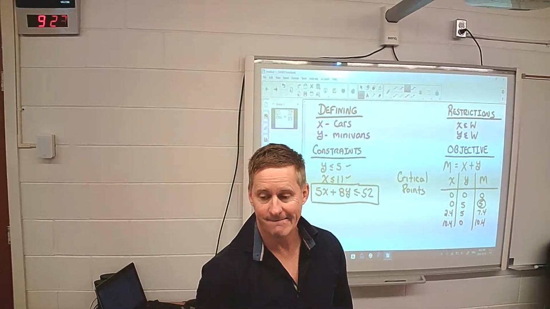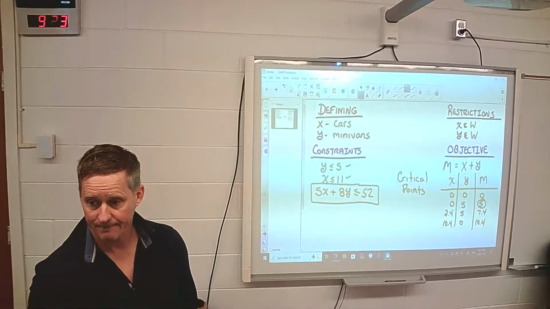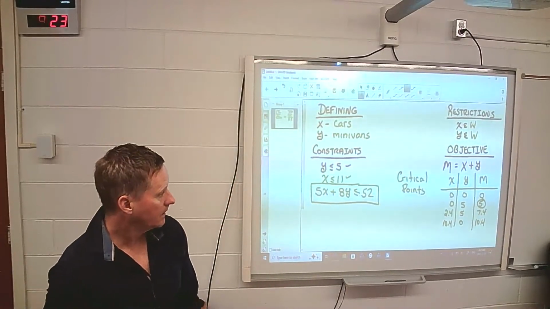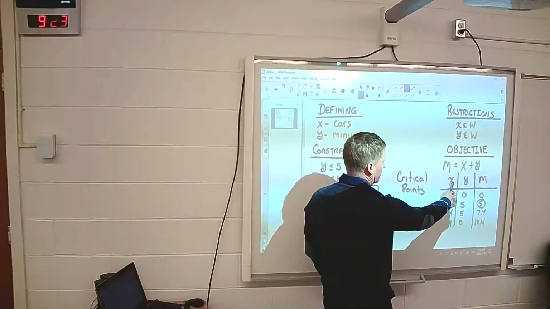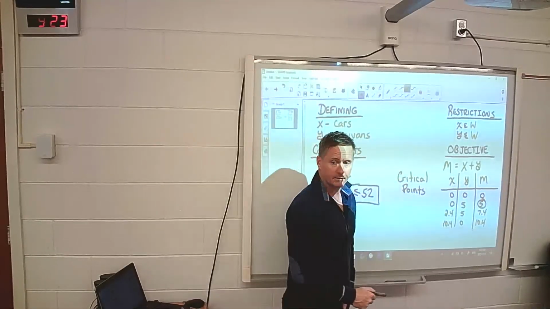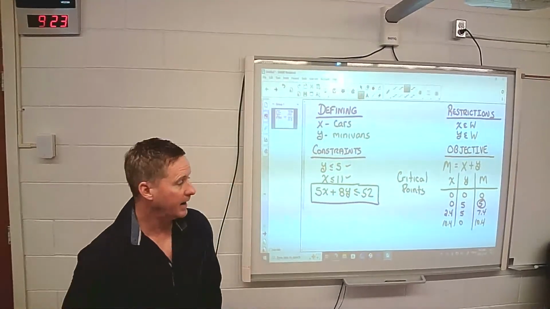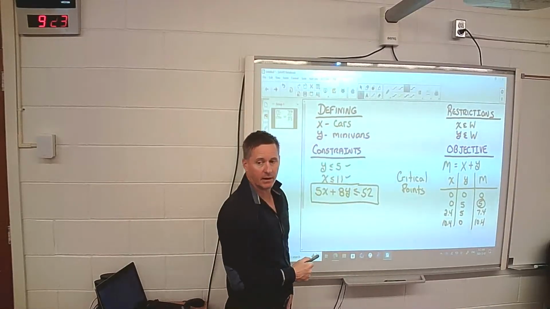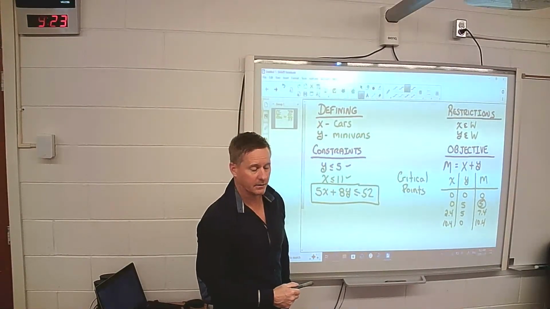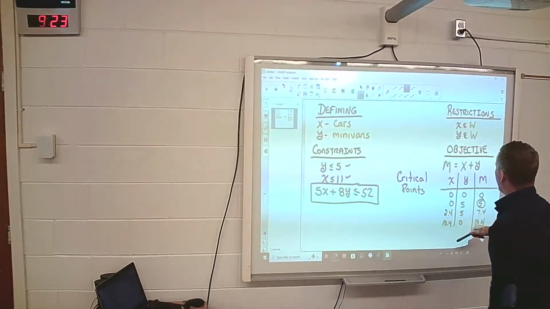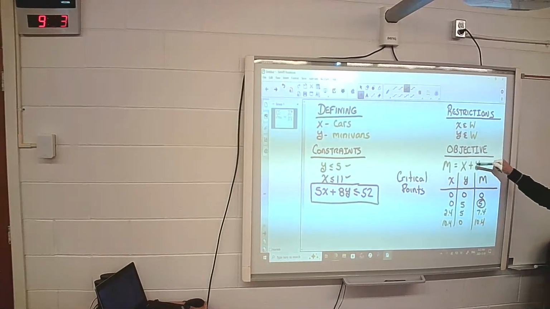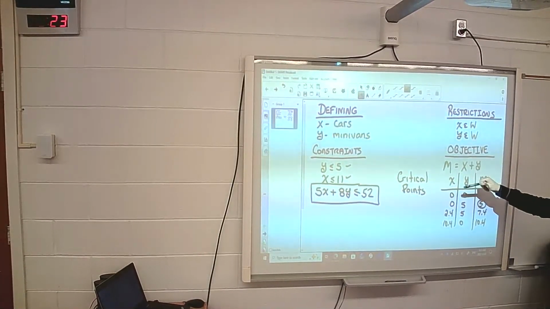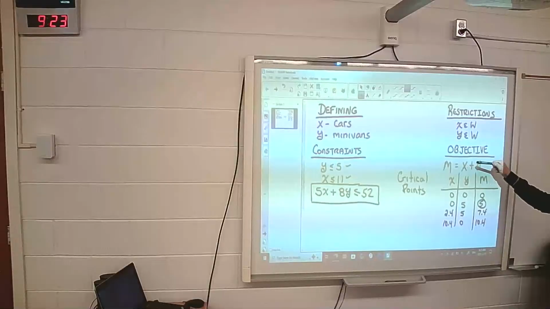How do you know where the critical points go on that thing? I do it by X and Y. So I've defined it up here as X being cars and Y being minivans, right? Yeah. Okay. So I make a table of values of X and Y. And then whatever this objective function is, I do that to X and Y. In this case, it was add.